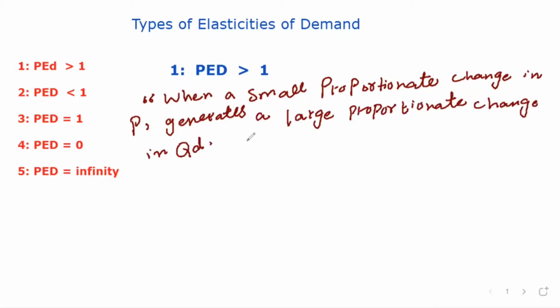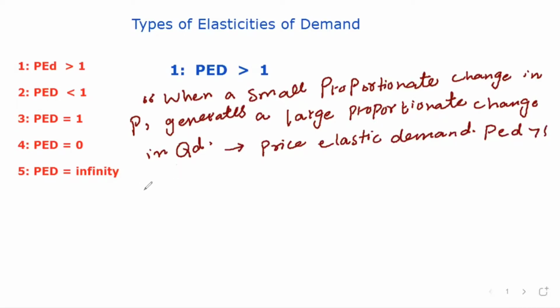it is known as price elastic demand. Or you can write PED greater than 1. So again, I read for you. When a small proportionate change in price generates a large proportionate change in quantity demand, then it is called price elastic demand. If we take the example, we can take luxury things that we do not take on a daily basis. If their prices increase or decrease, their demand changes by a large proportionate change as compared to price.